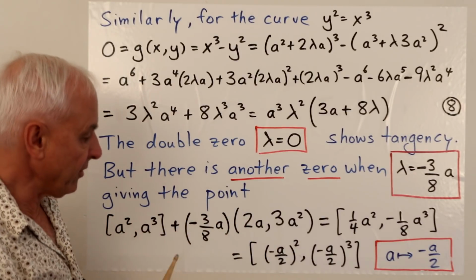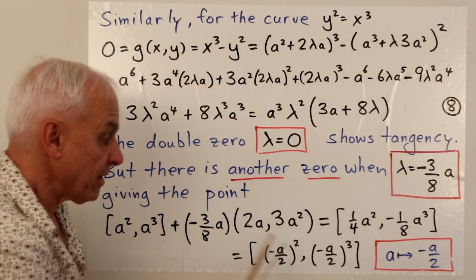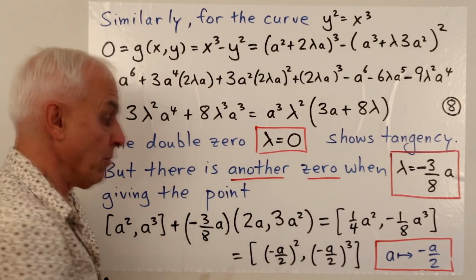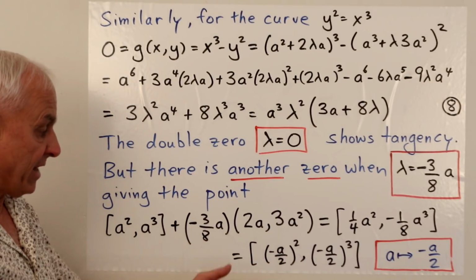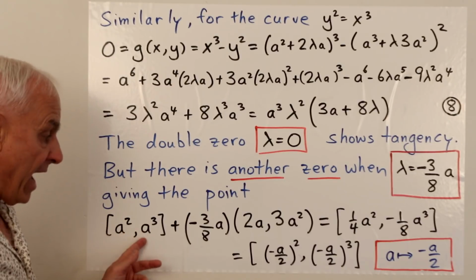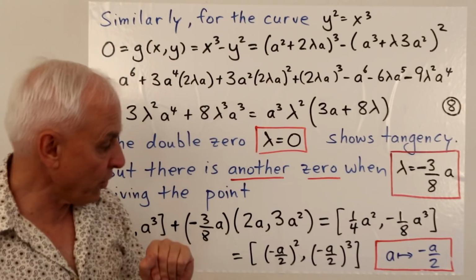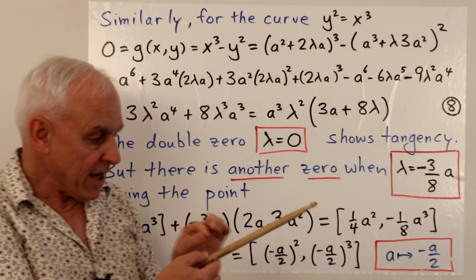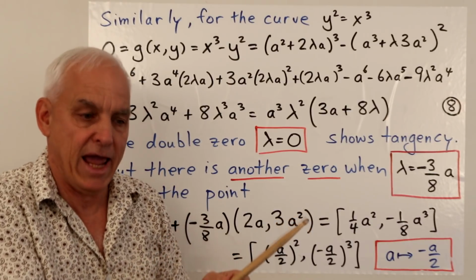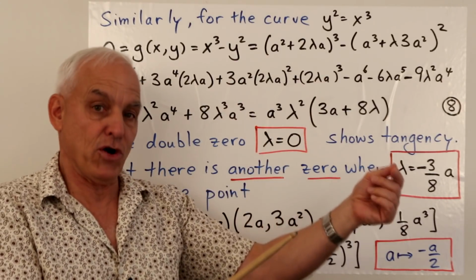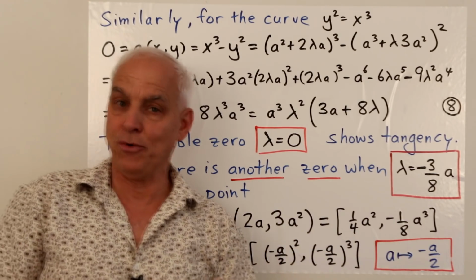Okay, and we can rewrite this as minus a over 2 all squared and minus a over 2 all cubed. So this really is another point on the curve, and the parameter, instead of being a, is minus a over 2. So we learned that if we're looking at the tangent at the point on the curve which is parameterized by a, that tangent will meet the curve at another point whose parameter is minus a over 2.